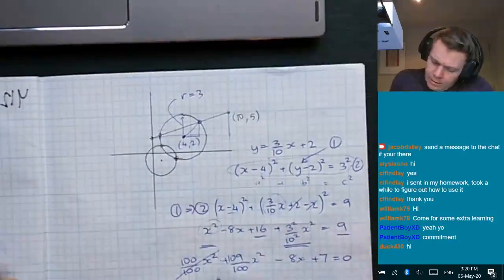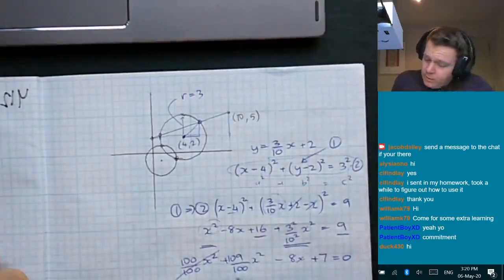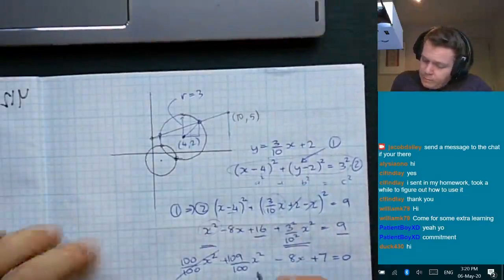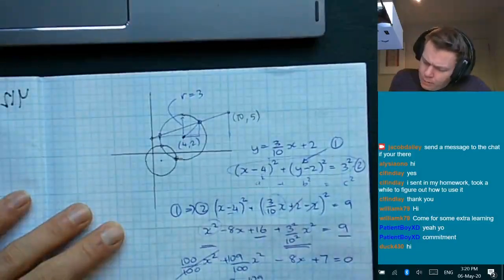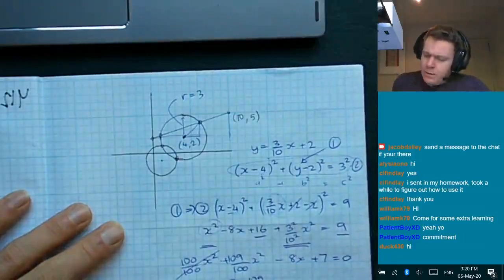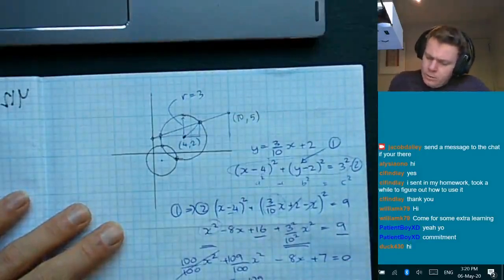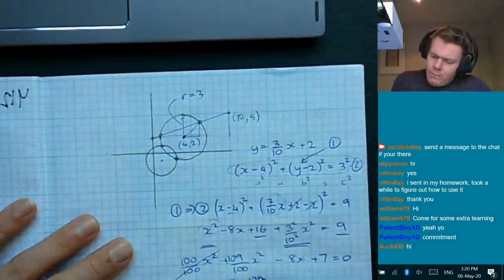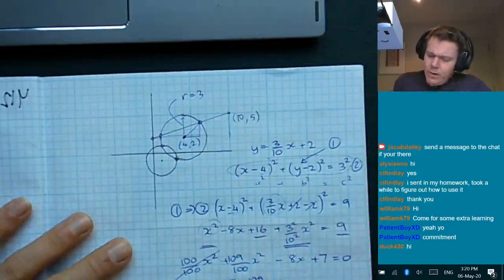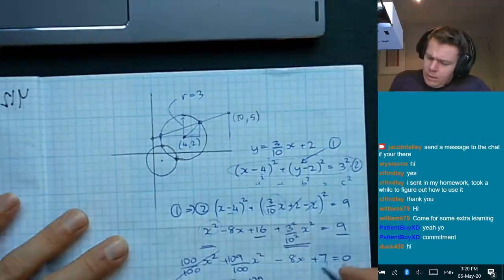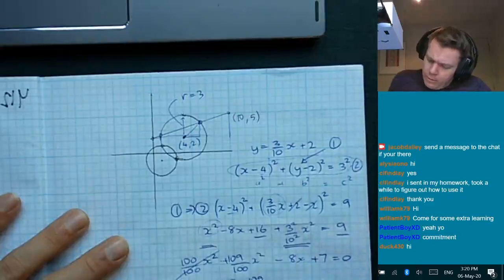So what we actually have here is a quadratic. It's kind of complicated for a, but everything else is pretty easy. A is 109 over 100. It might actually be better to make that a decimal. That's going to be 1.09, and that'll save us some time. B equals -8, and C equals 7.